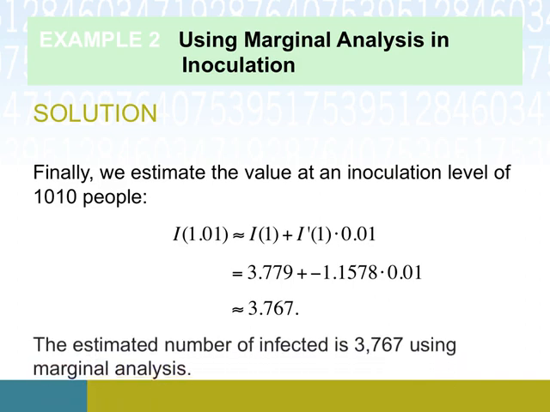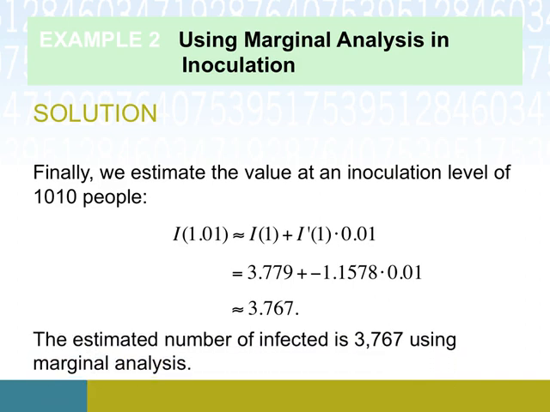The estimated number of infected, moving back from thousands to regular people, is 3,767 using marginal analysis. So the estimated change between these two values is what? 12 people. So if we inoculate 10, we're dropping by 12 total people, the difference between these values. The 10 people who got inoculated, and then 2 additional folks who were sort of saved by contact with inoculated individuals as opposed to infected ones.